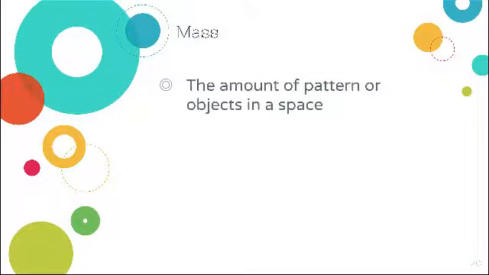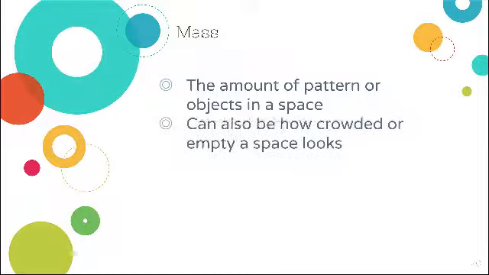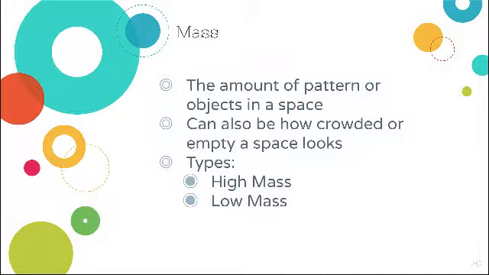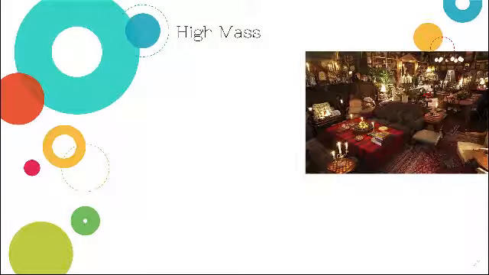All right, next one is mass. And mass either refers to the amount of pattern in an area or the amount of objects in a space. It can also be how crowded or empty a room looks. So we have two types of mass. We have high mass and low mass. So let's talk about high mass first.